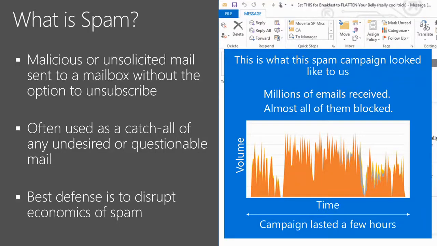And so we actually blocked most of it. And so we consider that a success because the spammer would have lost money on that campaign because he sent us millions and we blocked millions. And so that's why the defenses that we put into place, they just focus a lot on the economics of these campaigns.